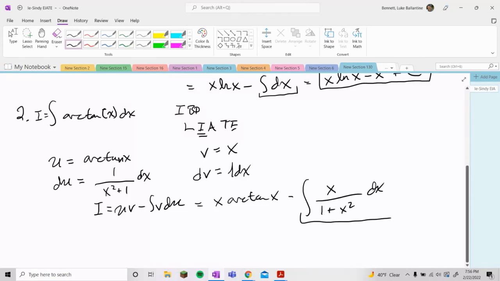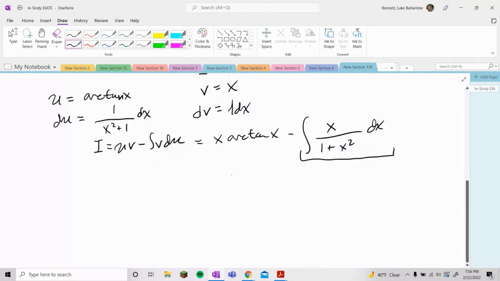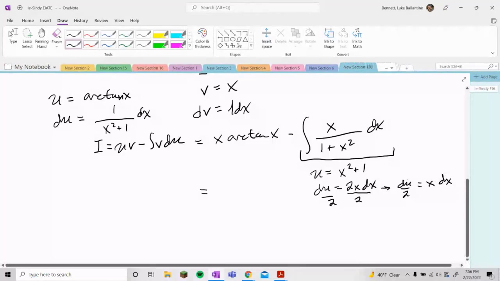How do we integrate this? Someone raise your voice. U sub. What is u? x squared plus 1. So du is going to be 2x dx. But we don't have a 2. This is all right. You just divide by 2. So du over 2 is, or however you do it, I know there's other methods, just x dx, which is perfect because we have x dx right here.